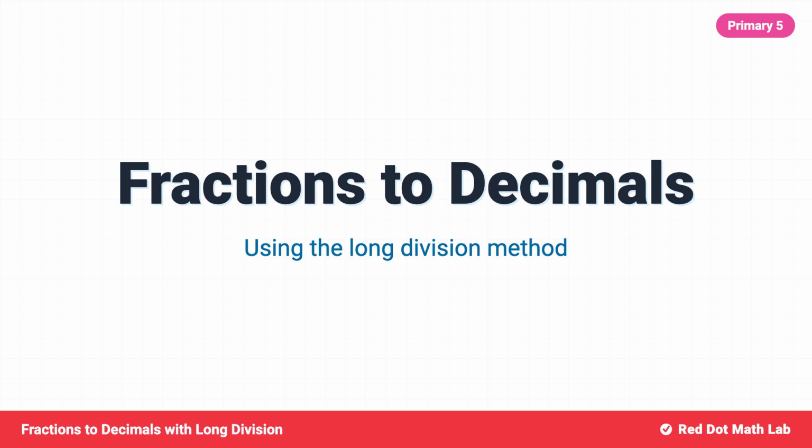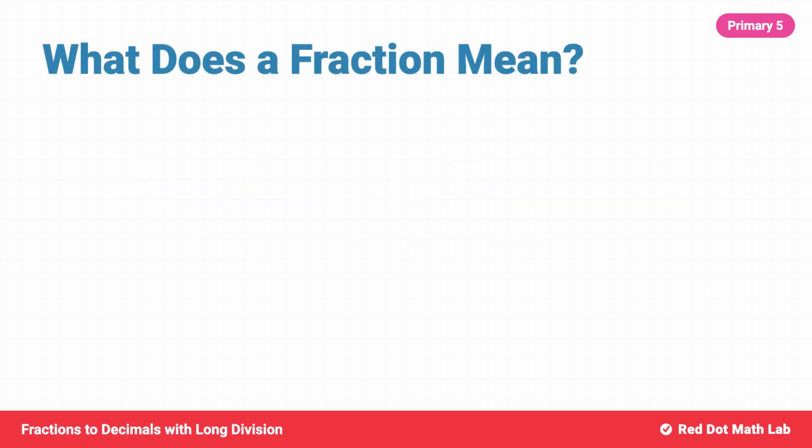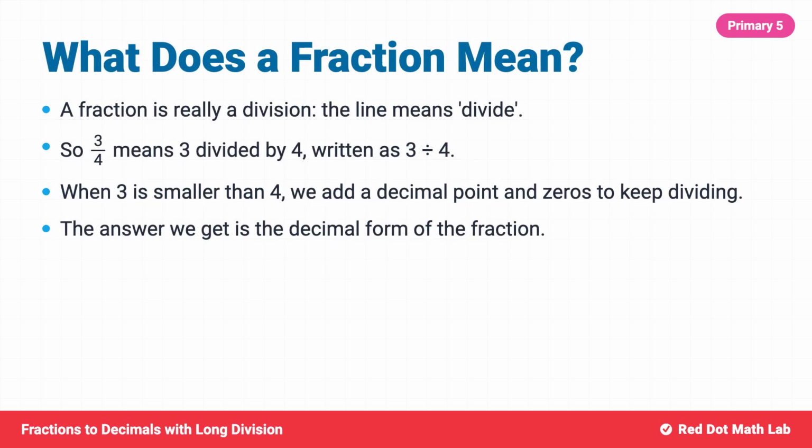Today we are going to learn how to express a fraction as a decimal using the long division method. Let's get started. First, let's understand what a fraction really means. A fraction is actually a division. That little line in the middle means divide. So the fraction 3/4 means 3 divided by 4. We write it as 3 divided by 4.